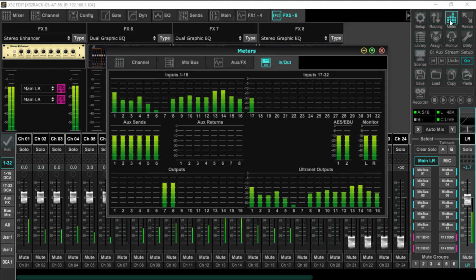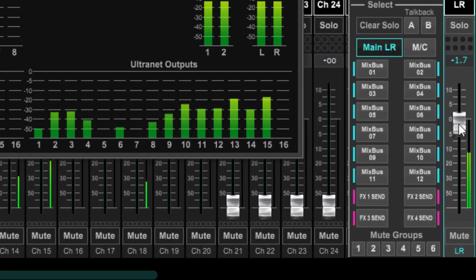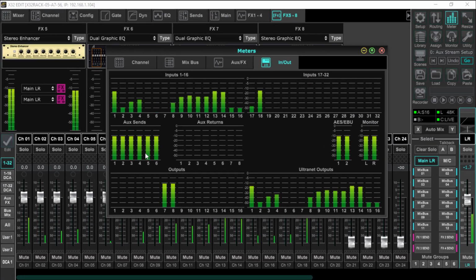And look at my meters now. Look how strong those meters are, guys. Okay? Look where my master fader is over here. It's below 0. Okay? It's actually a negative 1.7. Any higher, and I'm going to start clipping. But those are some very, very strong signals coming out.